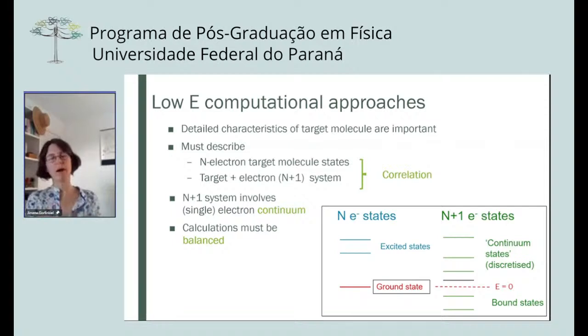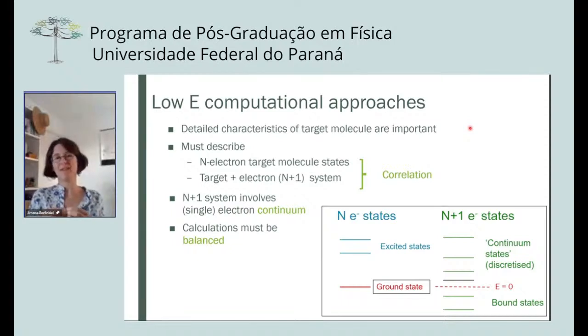Because we're talking about low energies, the detailed characteristics of the target molecule are important. What I mean here is that because we're working at low energies, the projectile will feel, in some sense, the details of the molecular potential. So that means that you cannot use, for example, perturbative approaches at these energies. And none of the methods I mentioned before do.